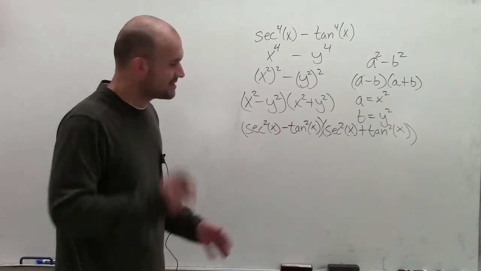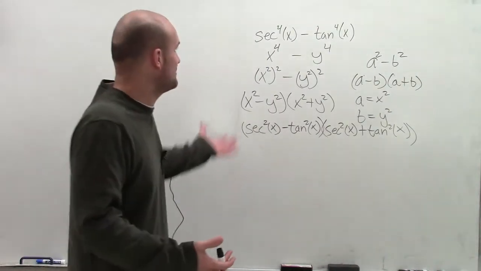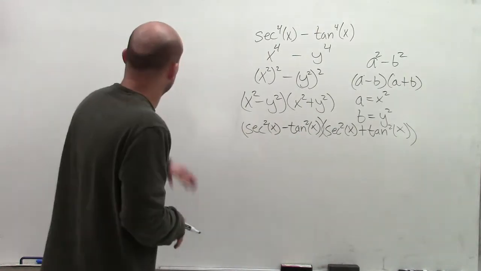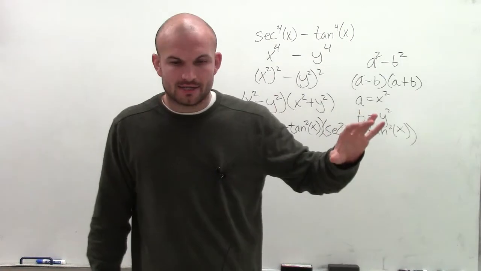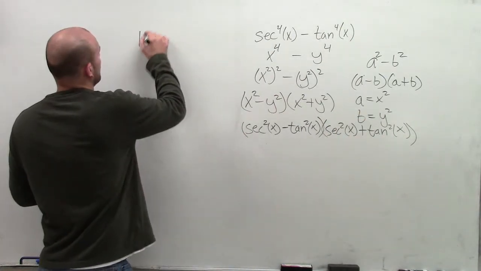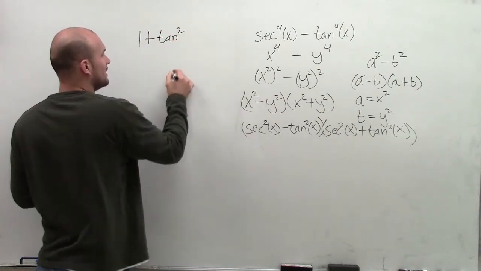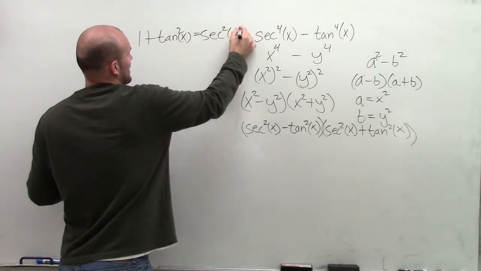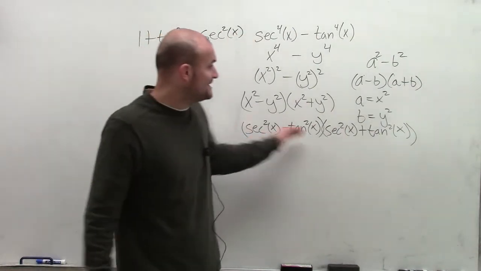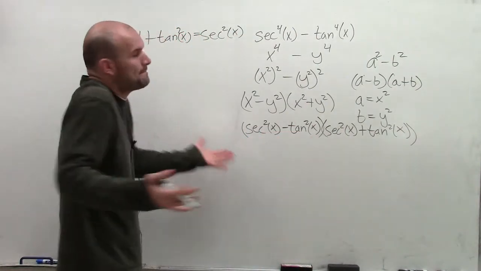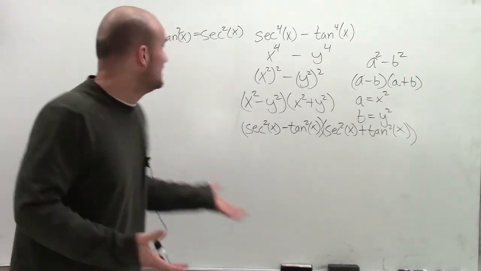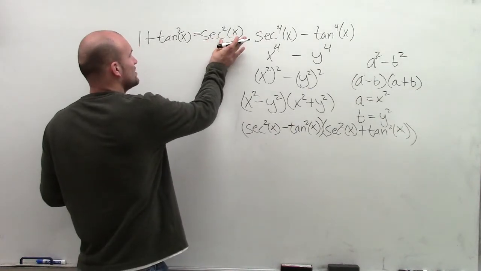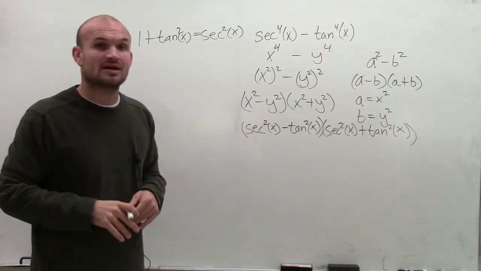Now, what I want to see is, can I simplify this any further? Because I know it goes back to here. Well, remember, secant and tangent are both part of the same Pythagorean identity, which states that 1 plus tangent squared is equal to secant squared of x. And that's really important because I notice I have secant squared and tangent squared. So I'm going to pick one of these values to plug in. Since the identity already has secant squared solved, wherever I see secant squared of x, I'm going to plug in 1 plus tangent squared.